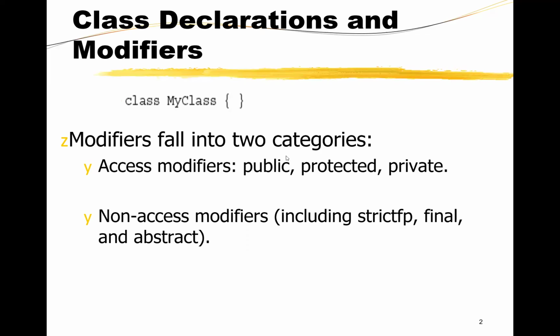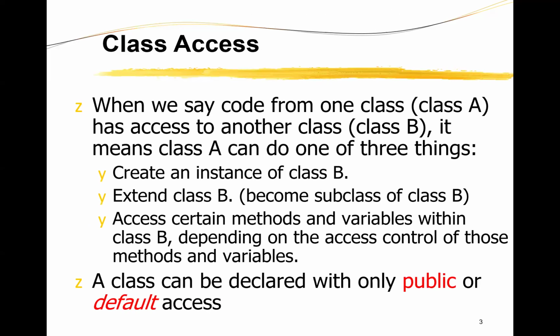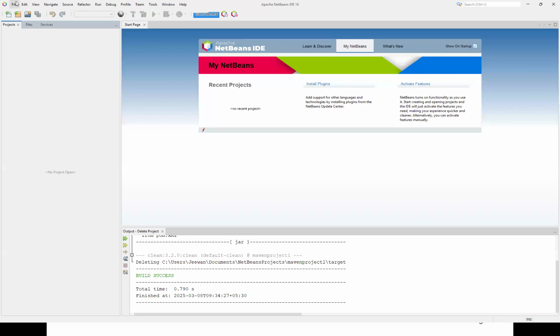First of all, if you are saying a class has access to another class, say class A has access to class B, that means class A can create an instance of class B. If it has access, it could create an object from class B, or it could be a subclass of that class. Otherwise, it can access certain methods and variables within class B, depending on the access control of those methods and variables. Right now, there are three ways.